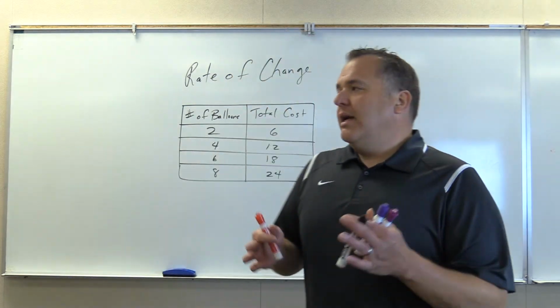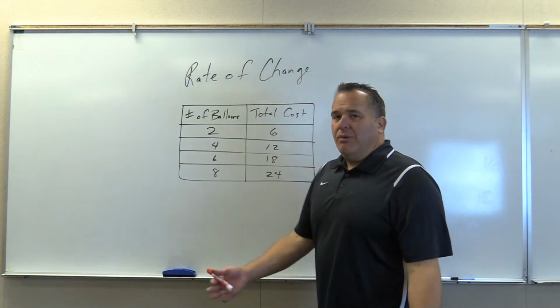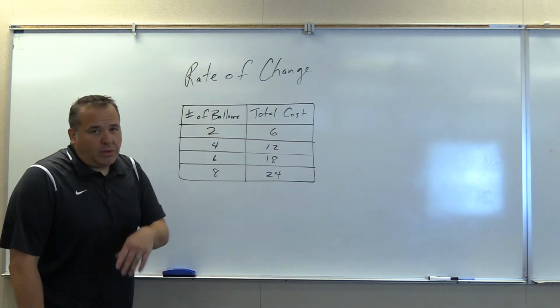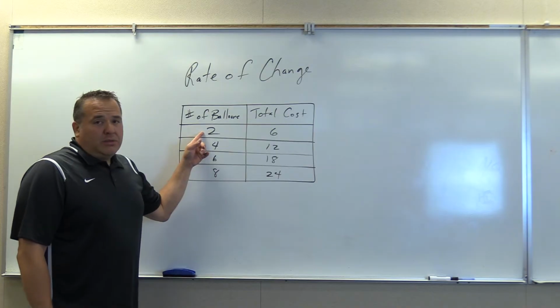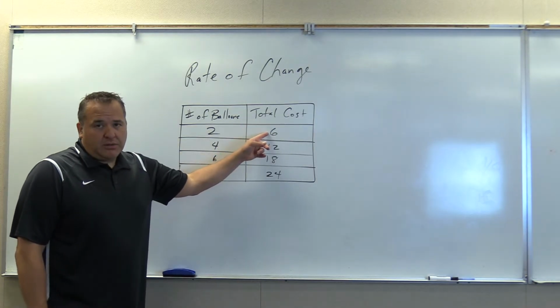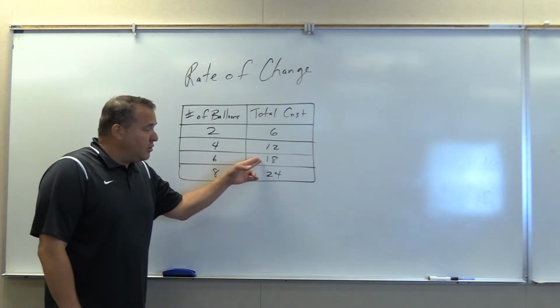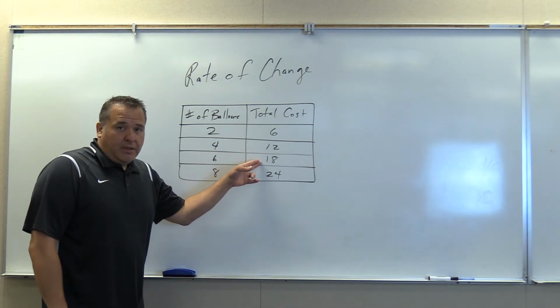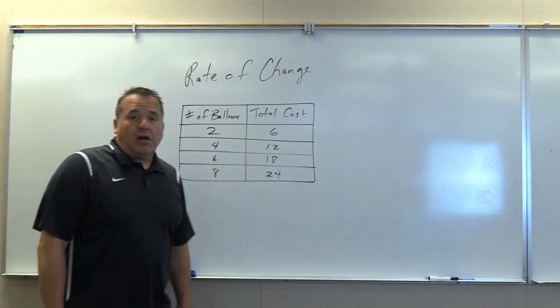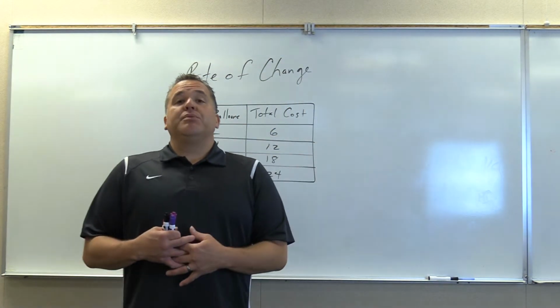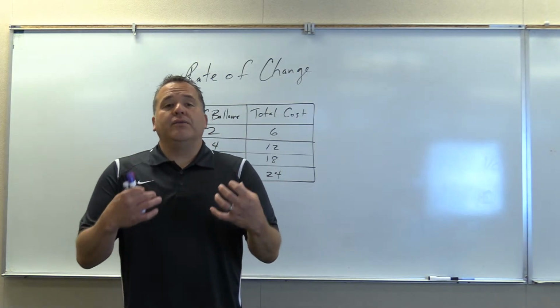We're going to take a look and see what the rate of change is. Now, what that means is this. If you went out to the balloon store and you bought 2 balloons, it's going to cost you $6. If you went to the balloon store and bought 6 balloons, it's going to cost you $18. And let's say you went and bought 8, it's going to cost you $24. If you notice, each balloon is going to be going up, and it's going up in a constant rate of change.